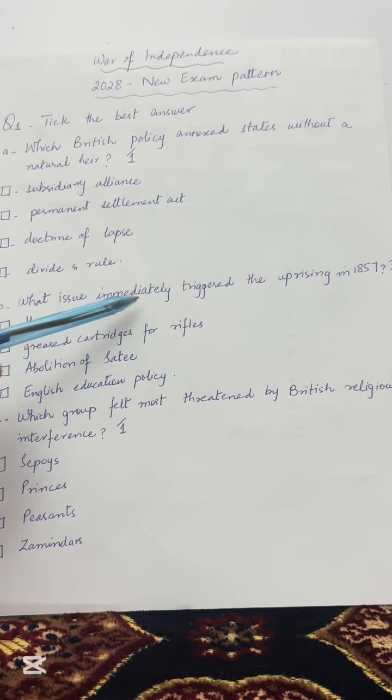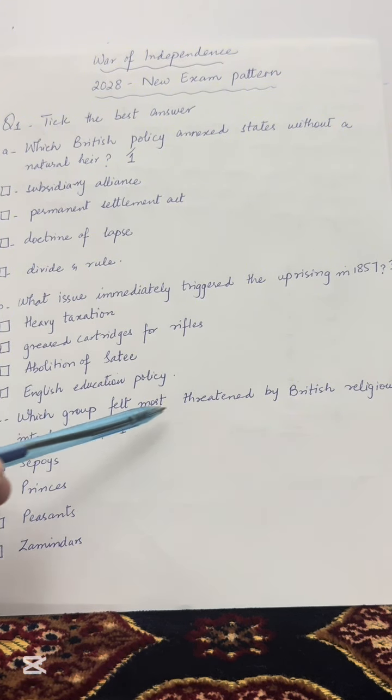Part B is, what issue immediately triggered the uprising in 1857? Four options are given, and you will be ticking any one. Part C is, which group felt most threatened by British religious interference? Four options are given, and you will be ticking one. You should know that each of parts A, B and C has one mark, so overall your 3 marks are made.